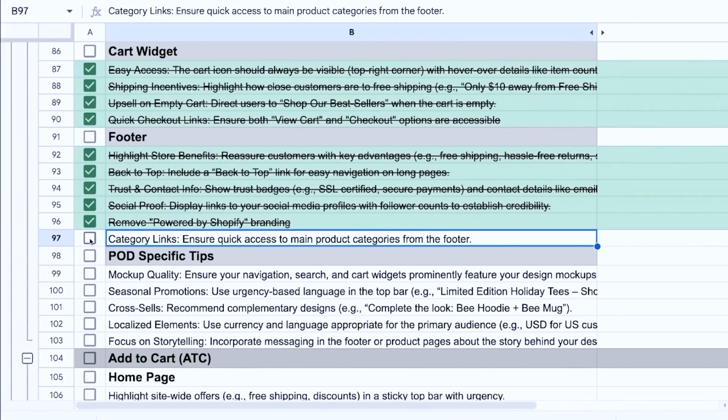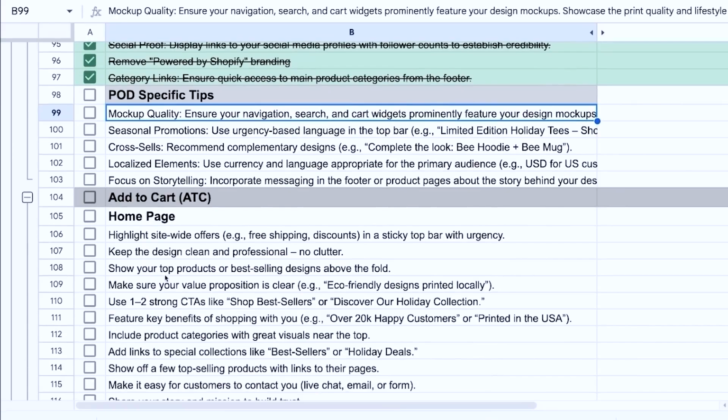Then category links, again, this is one we don't really have to worry about until we have more collections down the road. Then POD specific tips, overall mockup quality. You want to ensure that your navigation, search, and cart widgets prominently feature your design mockups.